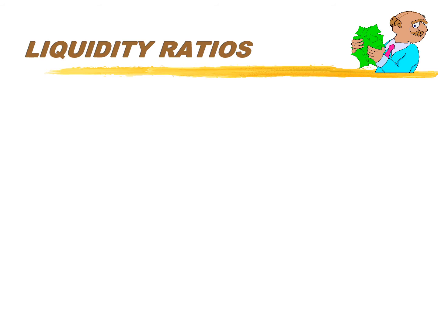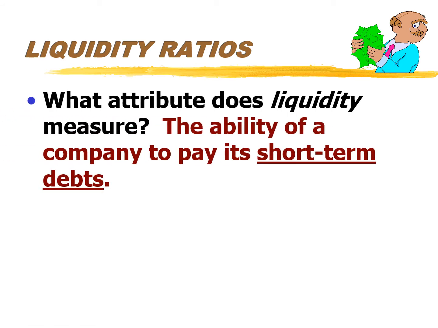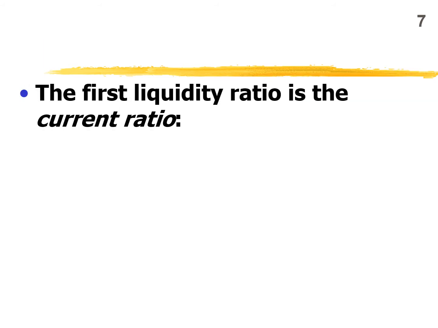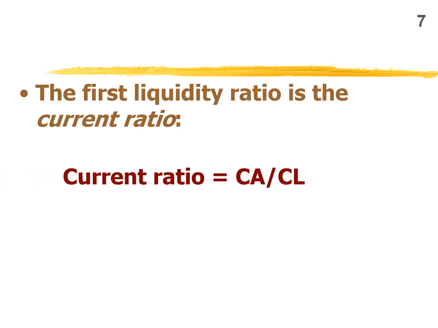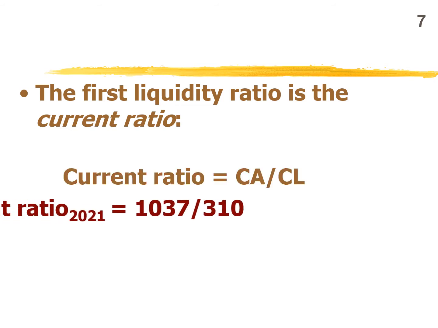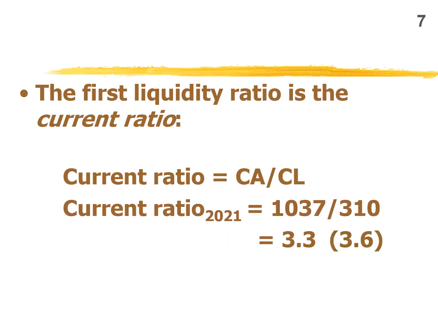The first attribute that we'll examine is the ability of the company to pay its short-term debts. This is referred to as liquidity. MD has $3.3 in current assets for each dollar of short-term bills. The average, however, is 3.6. Since a higher ratio indicates greater liquidity, we would say our company's current ratio is slightly below average. Current assets are assets that you expect to convert into cash within a year. Current liabilities represent the bills you have to pay within a year.